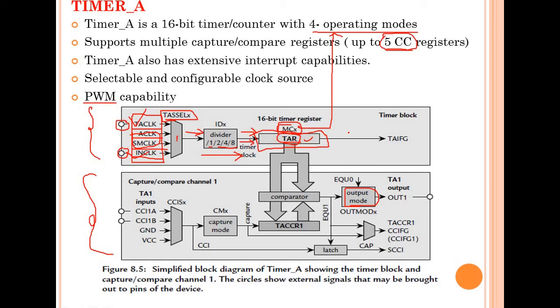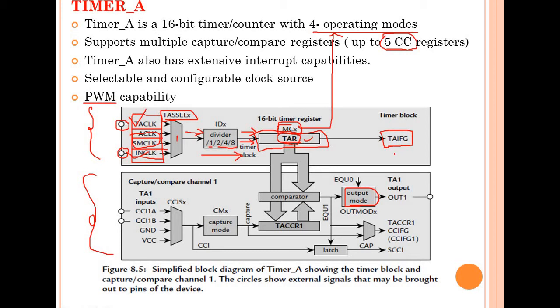And your timer also has interrupt generation capability. It will generate an interrupt at the desired count, and it is indicated with the help of the TAIFG flag. TAIFG means timer A interrupt flag.